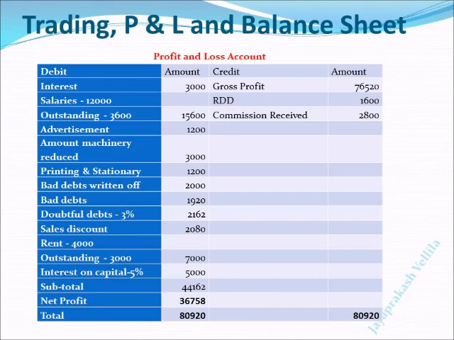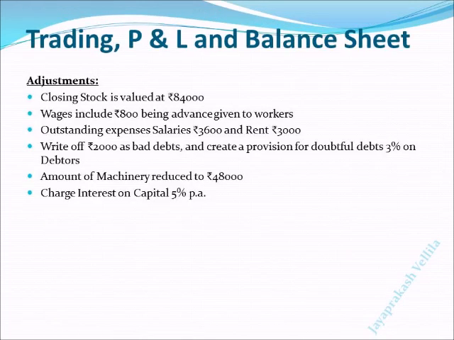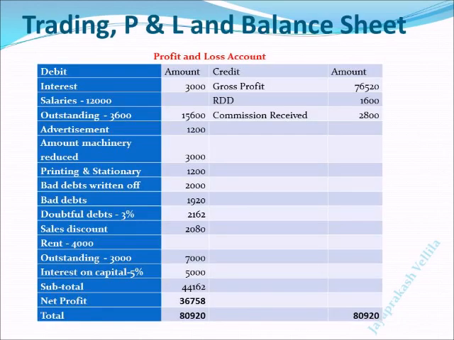Next, printing and stationery comes to the profit and loss account, which is 1,200. Next, debtors is 76,000, where bad debts is given as 1,900, and as per adjustments it is given to write off 2,000 as bad debts. Therefore, the bad debts written off is 2,000.